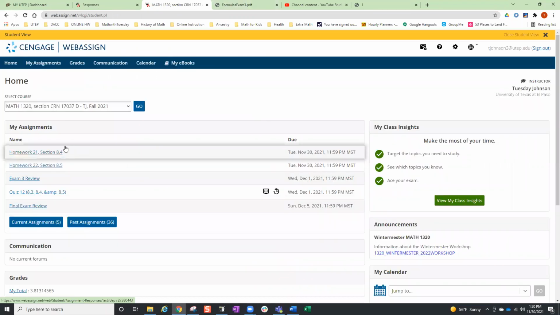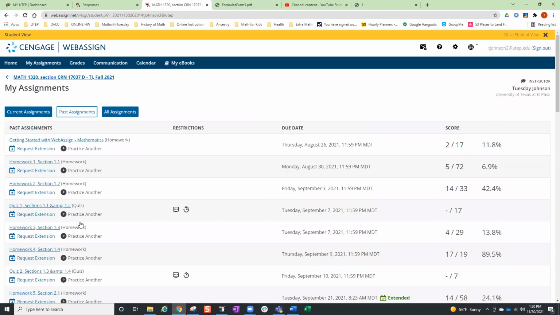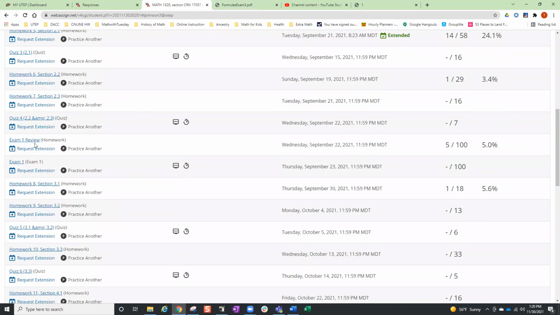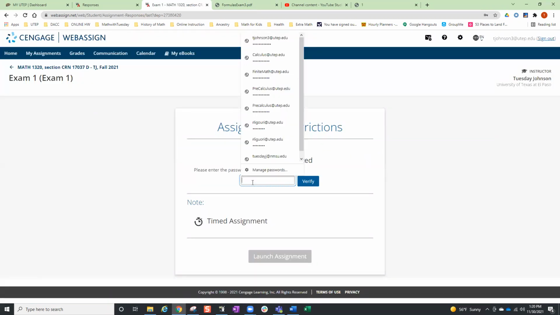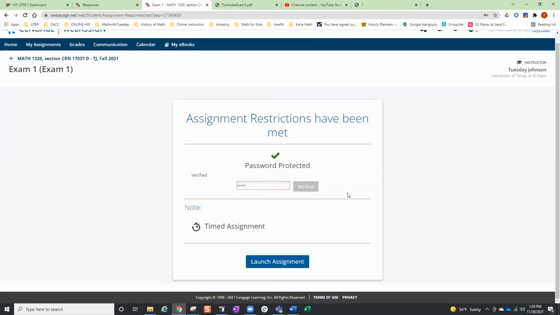Let's see where my home takes me. If I go to past assignments and say I want to look at exam 1, I could click on exam 1. The password is ready. I know you wish you had all those. The password is ready, and I can launch assignment.